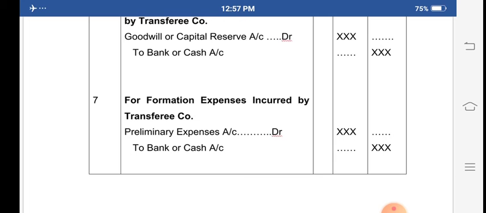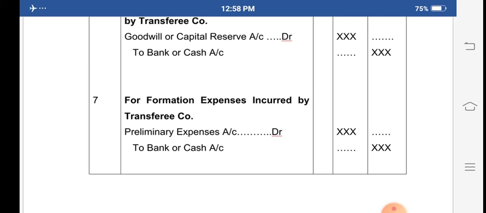So like this, this is how to pass the journal entries in the books of the transferee company if it is in the nature of the purchase method. If the problem is related to the nature of the purchase method, then you have to pass the journal entries like this.